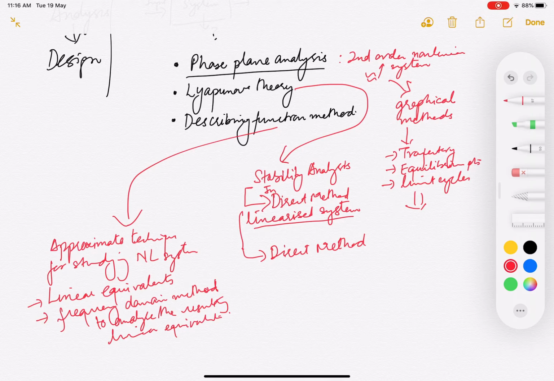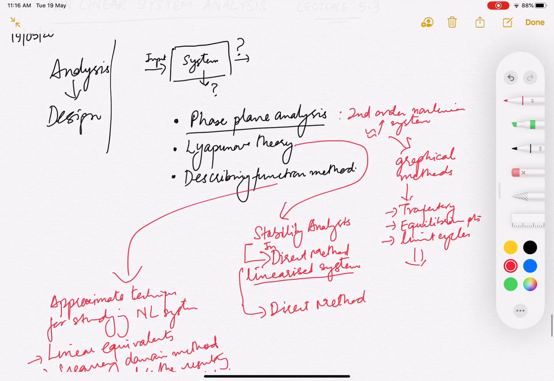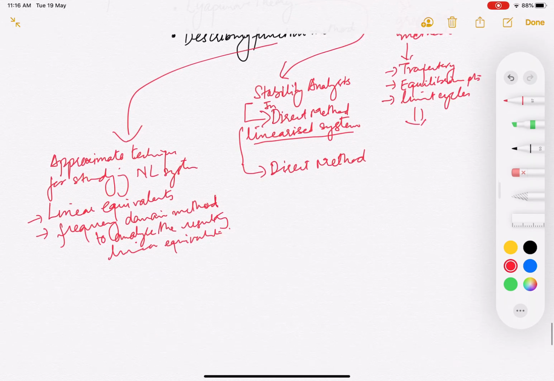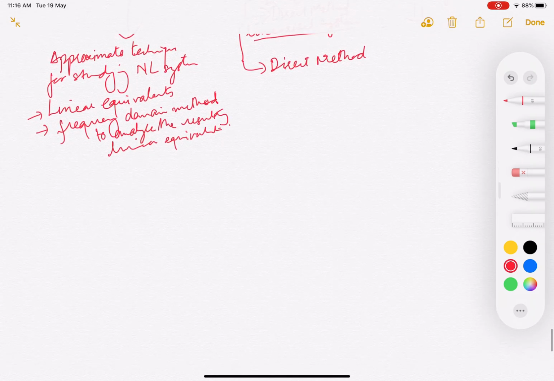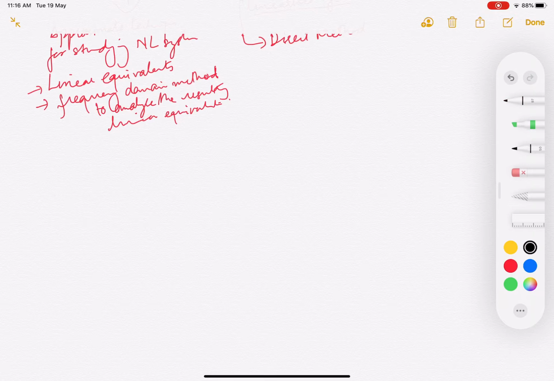So this was a brief idea about what we are going to study in this unit. So we are in this part of the fifth unit. So we are going to start with the first technique, which is the phase plane analysis.